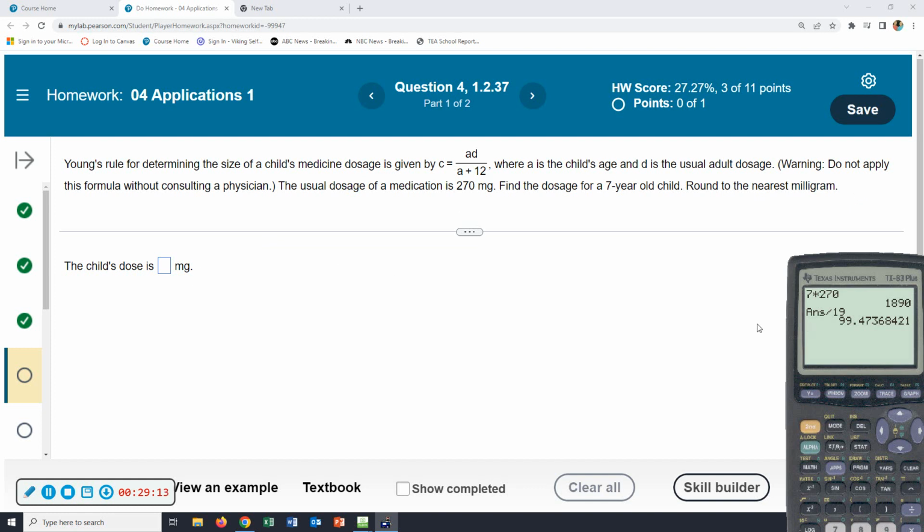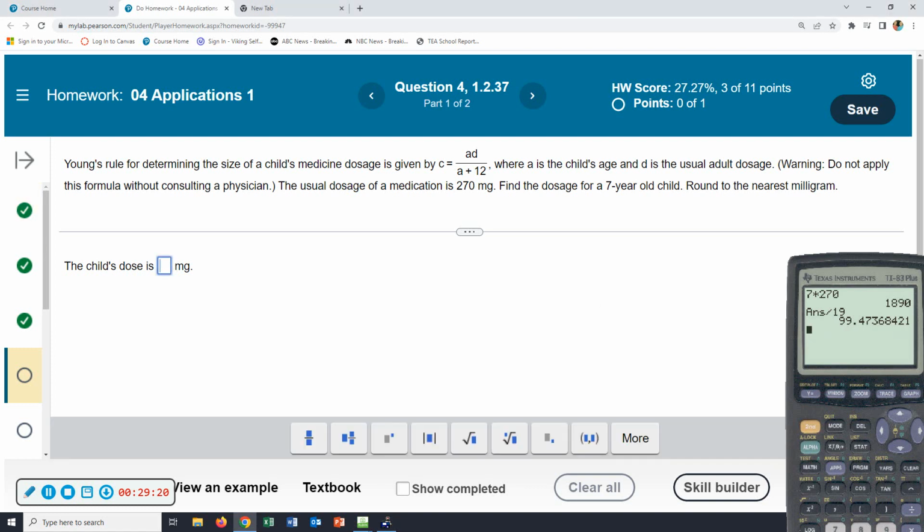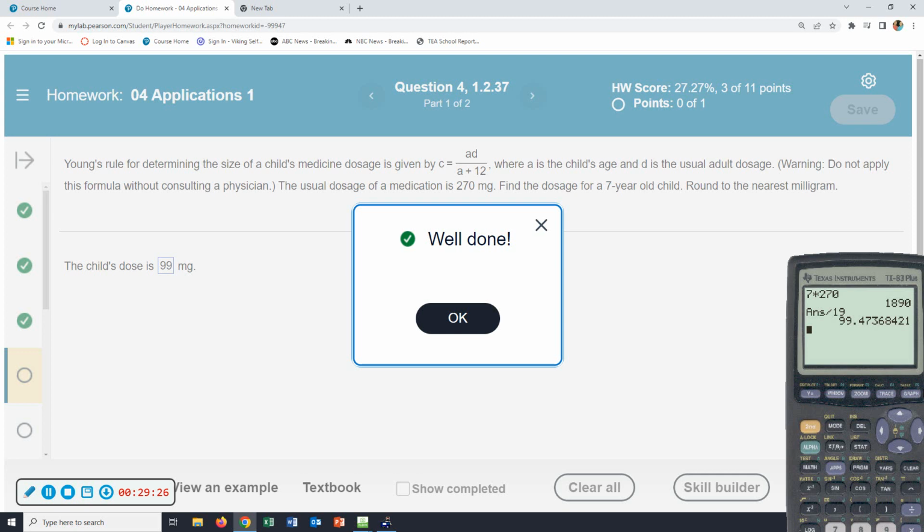So how am I going to round this 99.47? Do I leave it as a 99 or round it up to 100? Well, since the digit after the 99 is a 4, we leave it as a 99. Right? Again, don't start using that formula on your own.